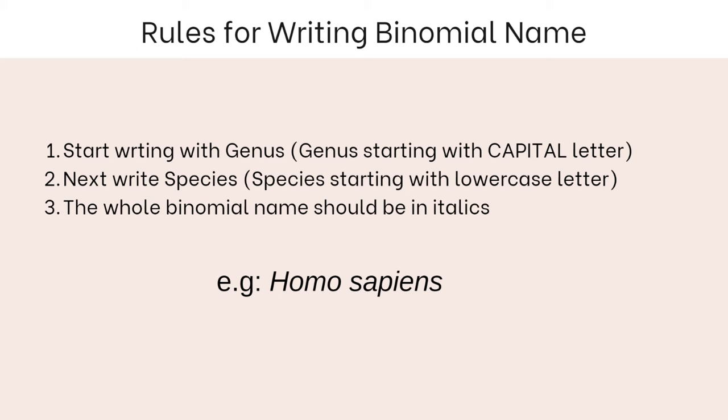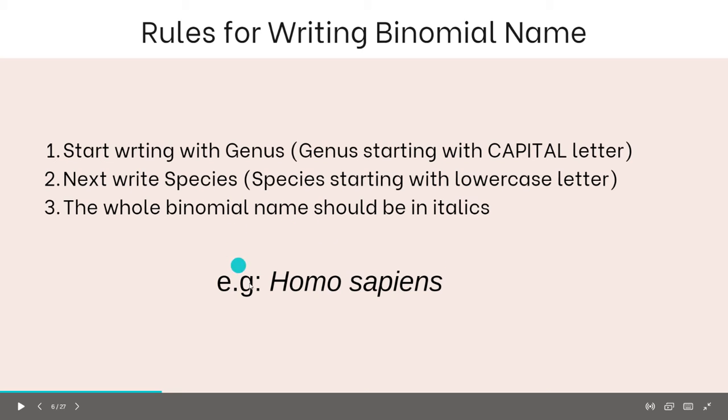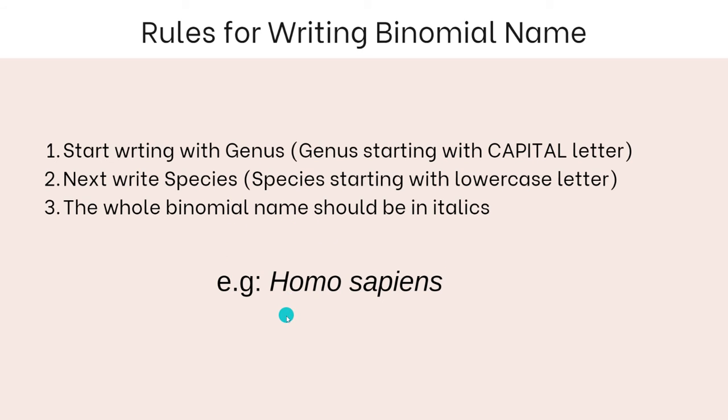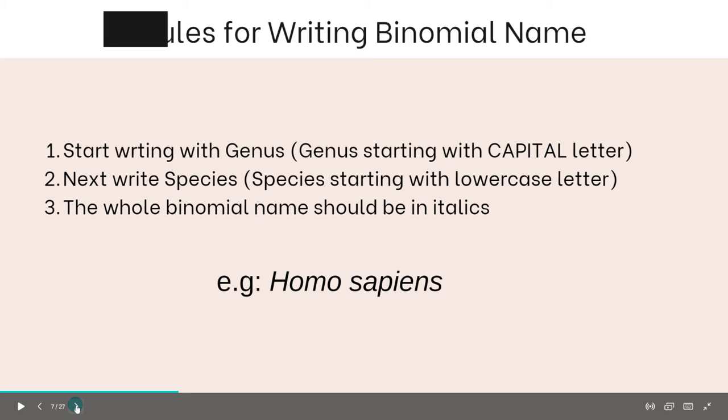The whole binomial name should be in italics. For example, Homo sapiens. The H in Homo is capital. The S of sapiens is lowercase. This is the genus and this is the species. And the whole thing is in italics. The reason we write the whole thing in italics is because this signifies that the name is in Latin.